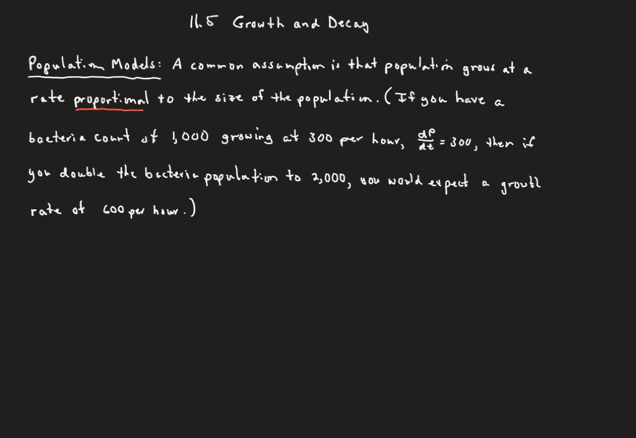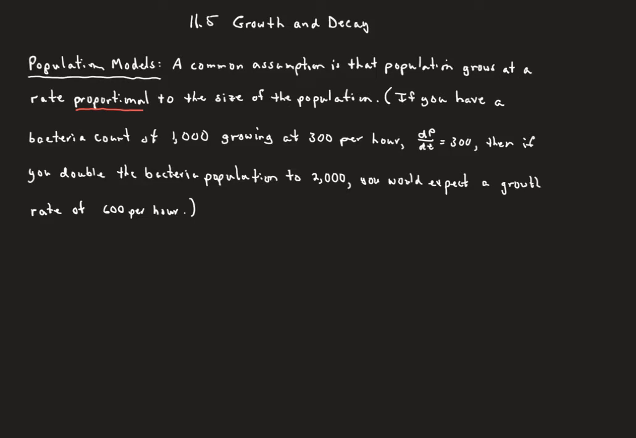We're talking about 11.5 growth and decay. We're looking at this growth and decay with respect to population models. Can we model the population growth or the population decline of many different things? It might be we're talking about a colony of bacteria.